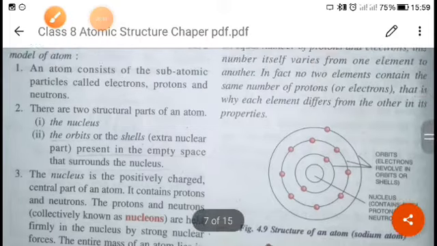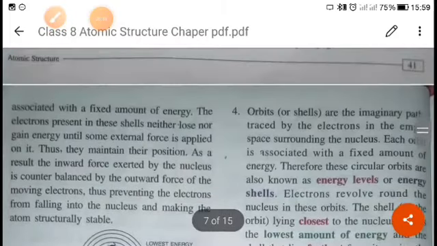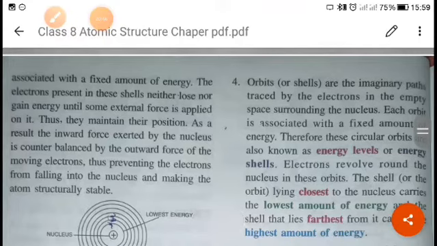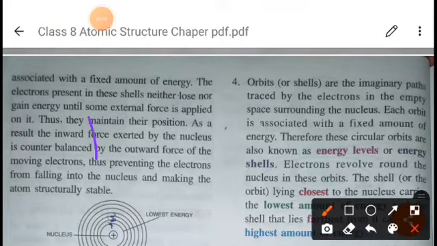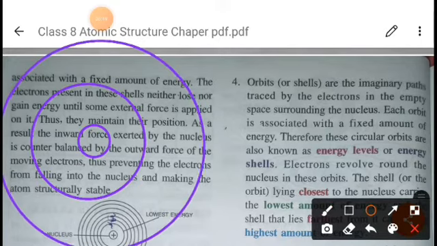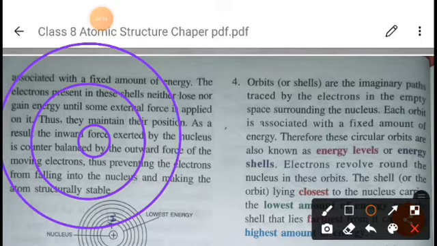Now next is orbit or shell. When we talk about the orbit or shell, it is not like this. Suppose this one which I am drawing here time to time, this orbit. It is not like a road where the electrons are moving. It is just imaginary. It is just an imaginary path where the electrons are rotating. As you can see here, the orbits are imaginary paths traced by the electron in the empty space surrounding the nucleus. It is not like a circular road where the electrons are moving. It is not like this.